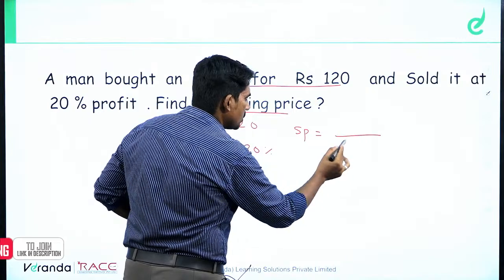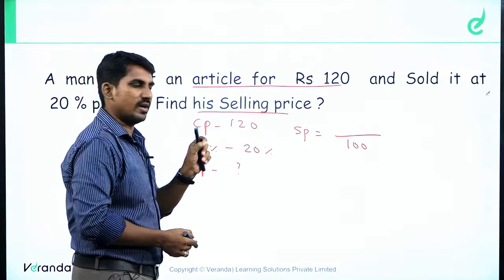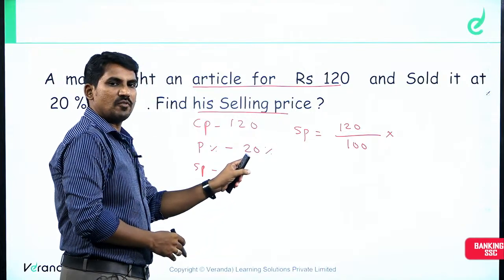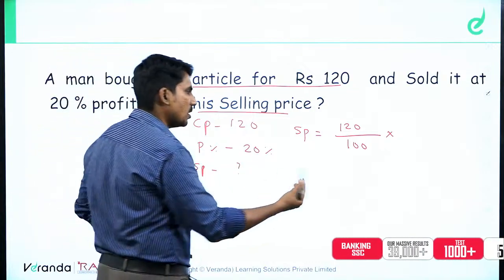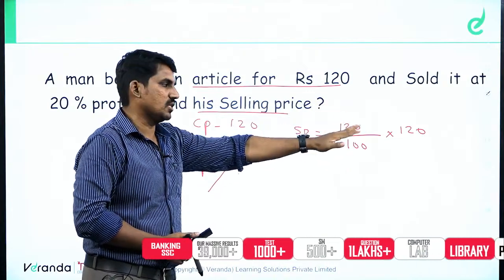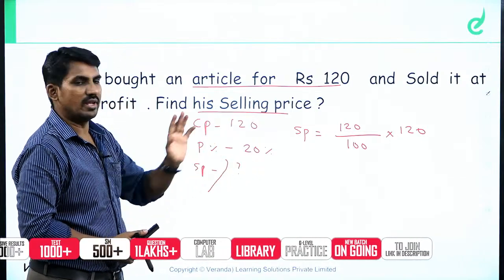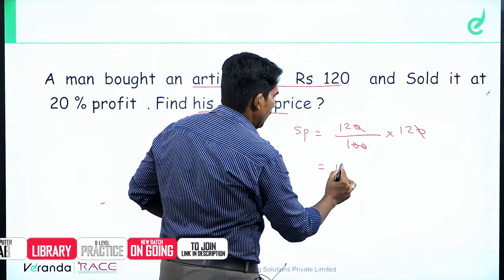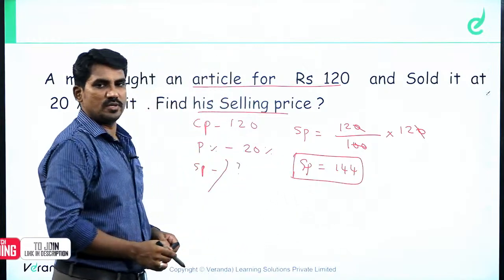100 percentage is the cost price, whose value is 120. Now what is the selling price? 100 plus profit percentage, which is given as 20. Therefore, 100 plus 20 is 120. If 100 is 120, what is 120? We will get the selling price. The 20 percentage profit we are adding to 100. The 20s cancel. Finally, the selling price is 144 rupees.